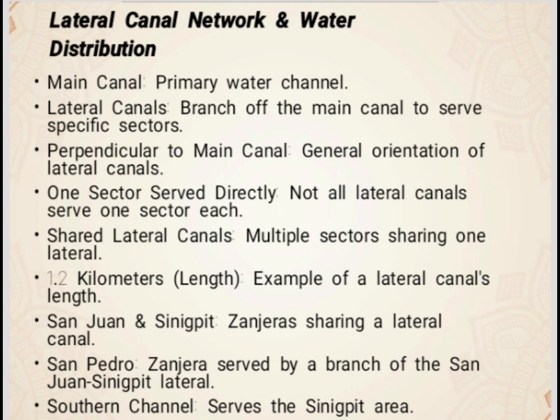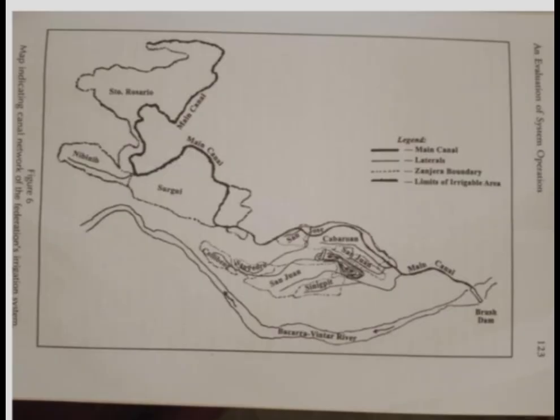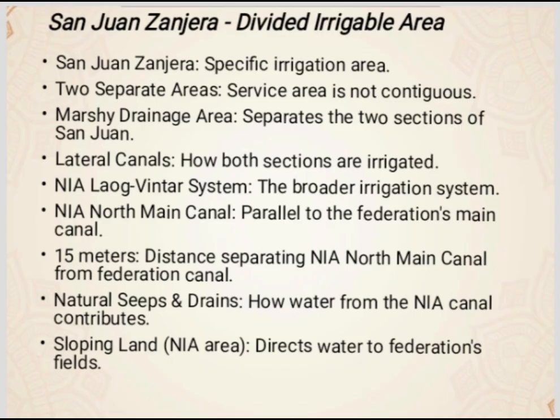So, I have here the map wherein makikita natin yung main canal. The Zanzara boundary shows the limits of the irrigable area. San Juan Zanzara has a divided irrigable area, two separate areas. The service area is not contiguous. A marshy drainage area separates the two sections of San Juan. Lateral canals are how both sections are irrigated.